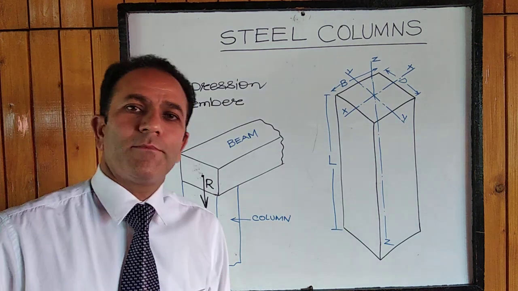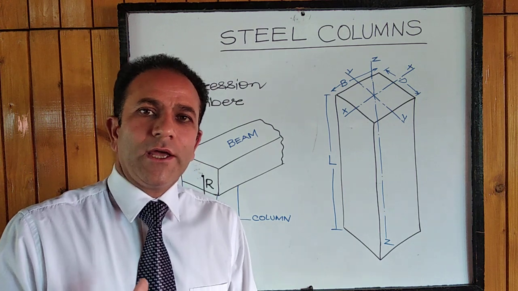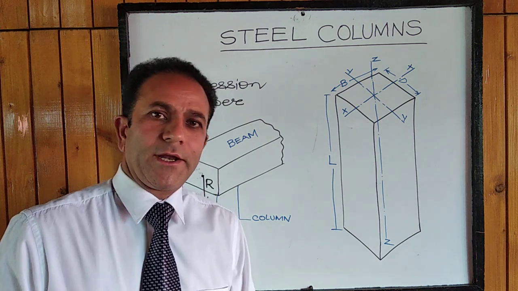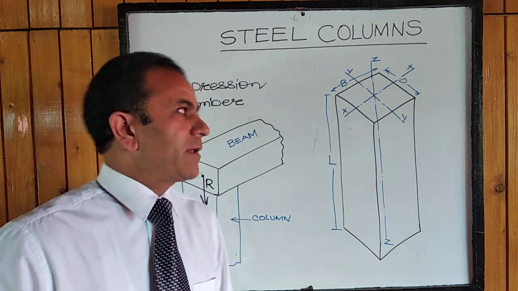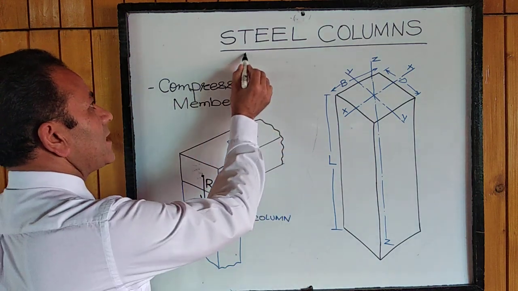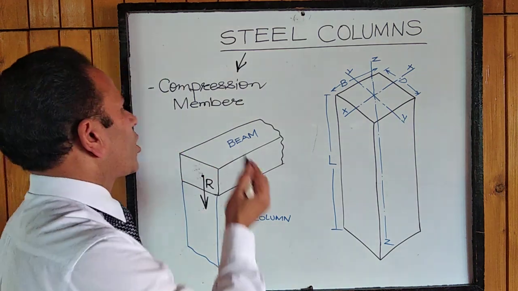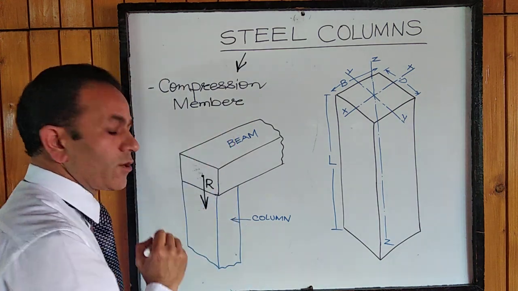Today's lecture is about the technical aspects of a steel column, how we design a column, how we calculate its load carrying capacity and other parameters. So, a column is essentially a structural member which is known as a compression member.